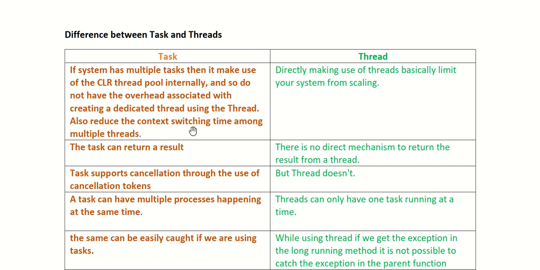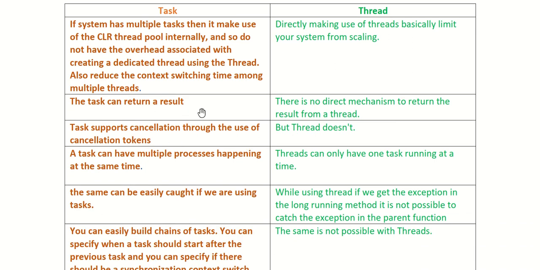So it avoids the overhead of creating a dedicated thread, and it also reduces the context switching time needed to switch from one thread to another. That is one difference of a task. Whereas directly making use of threads limits your system's vertical scaling. In the case of threads, for each and every request, if you keep on creating threads, somewhere you will cross the threshold of allowed number of threads in your system. That way your program becomes limited by vertical scaling.